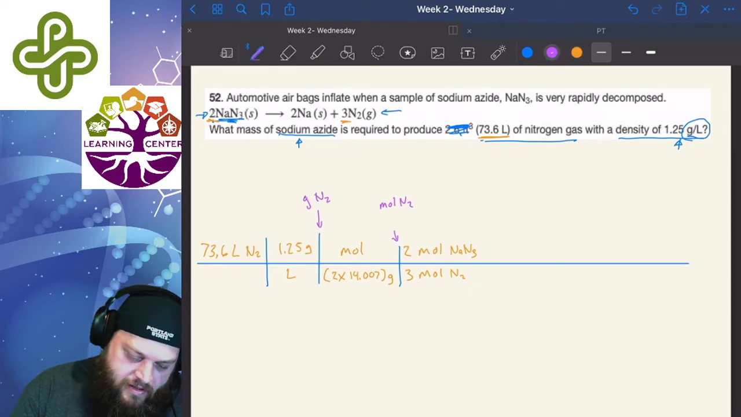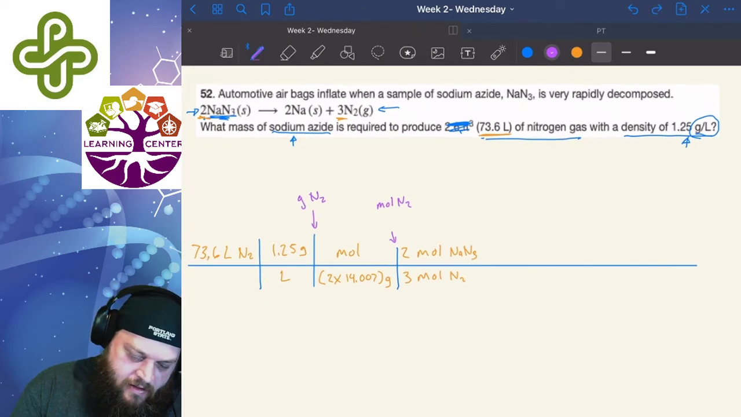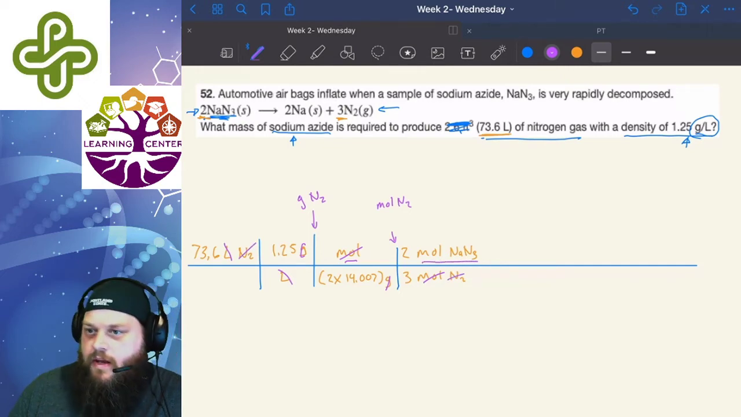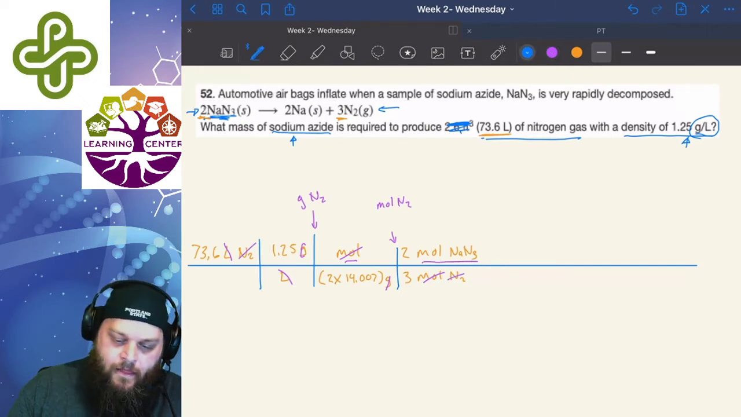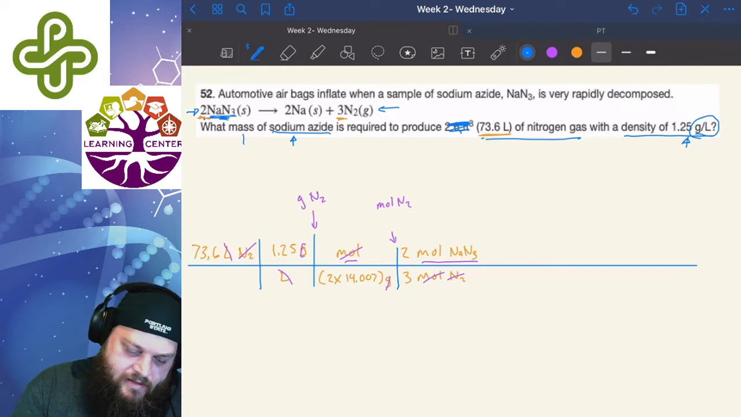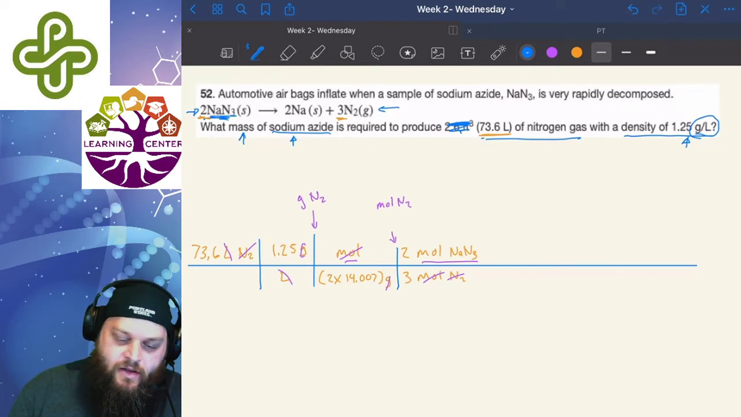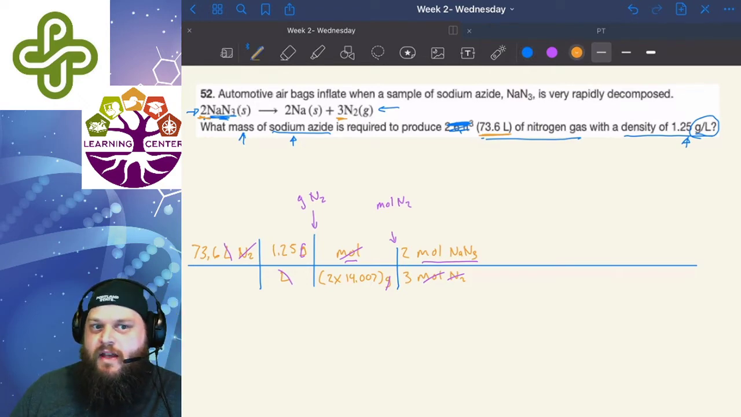And watch our units when we do our dimensional analysis. The liters are going to cancel out there, giving us grams at this point. The grams cancel out there, giving us moles at this point. The mole is going to cancel out there, and so is the N2. We're left with the moles of NaN3 at this point. But we don't want moles directly. We want to find out what mass is necessary. So we have to turn moles into mass. We have to use that molar mass of NaN3 this time.